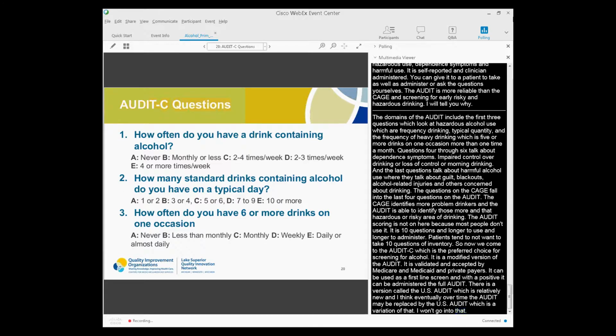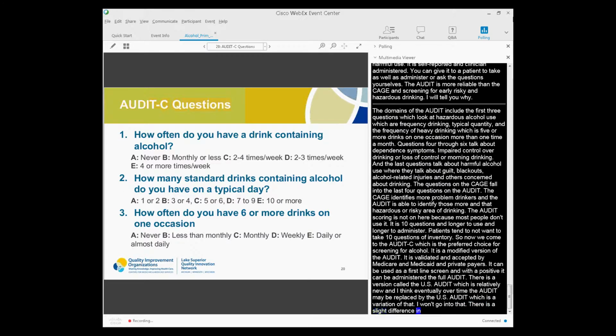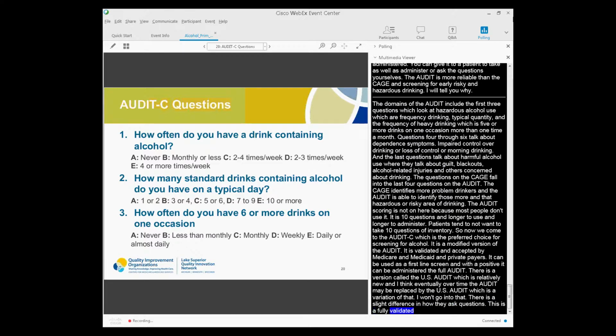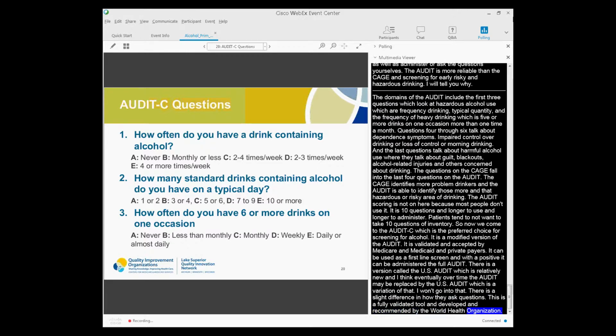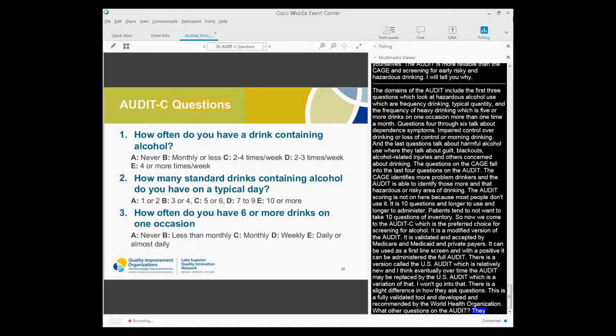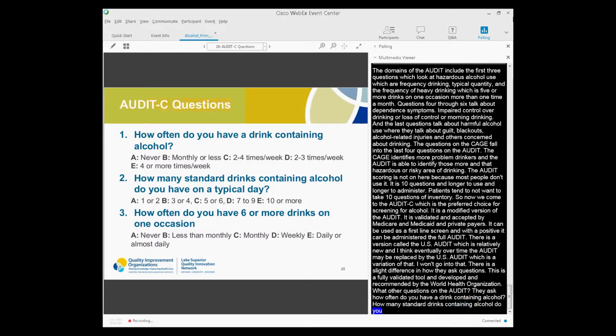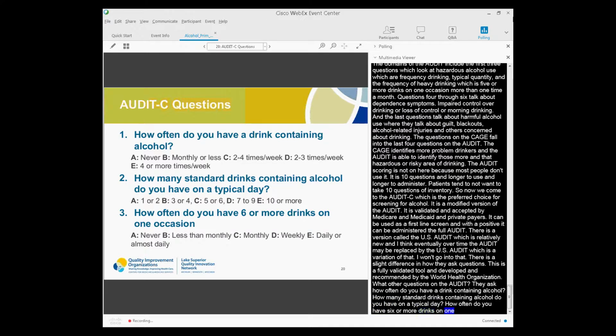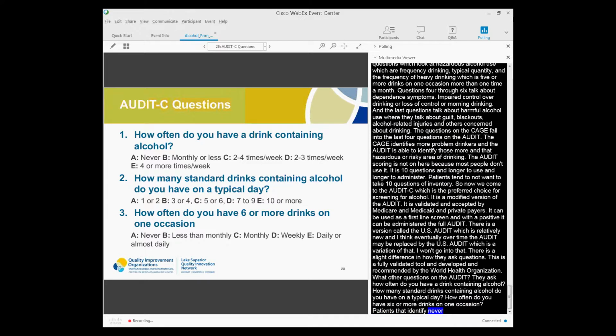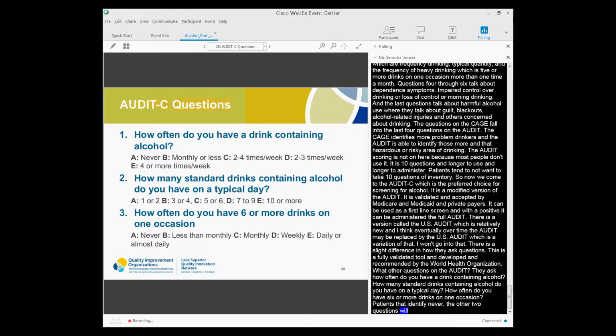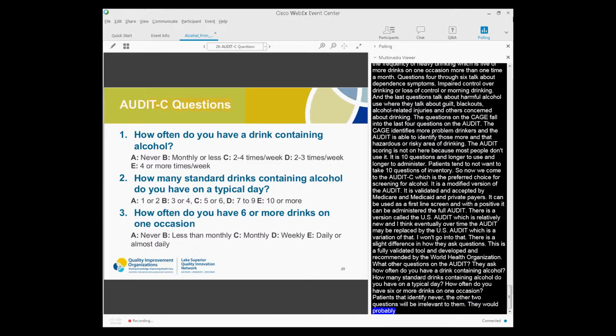So what are the questions on the AUDIT-C? They ask, how often do you have a drink containing alcohol? How many standard drinks containing alcohol do you have on a typical day? And how often do you have 6 or more drinks on one occasion? So patients that identify never, the other 2 questions are going to be irrelevant to them, and they would probably just skip those, or mark never or none.